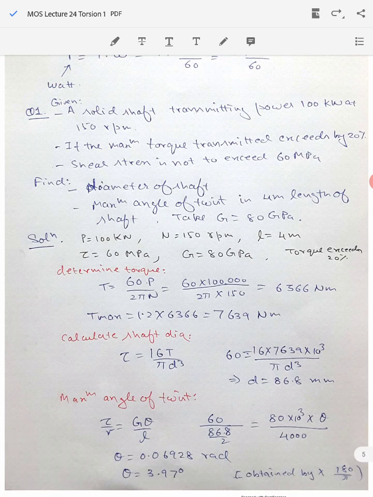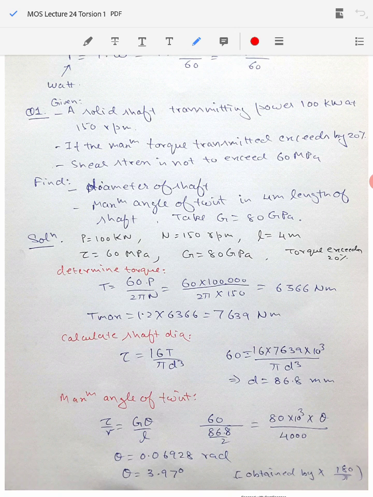You see we have the value of power P equal to 100 kilowatt, N is equal to 150 rpm, length of the shaft is 4 meter, maximum shear stress that is permissible is 60 megapascal, the modulus of rigidity G is equal to 80 gigapascal, and besides this we are given that the torque exceeds by 20% the maximum value.